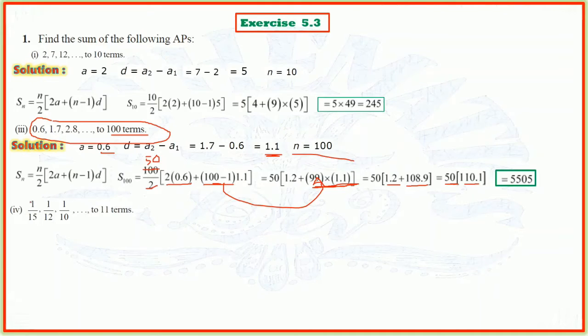fraction form: 1 upon 15, 1 upon 12, 1 upon 10, up to 11 terms. So here n is 11. So let us go for the solution. a is equal to 1 by 15, n is equal to 11, it is given, and d is equal to second term minus first, so 1 upon 12 minus 1 upon 15.